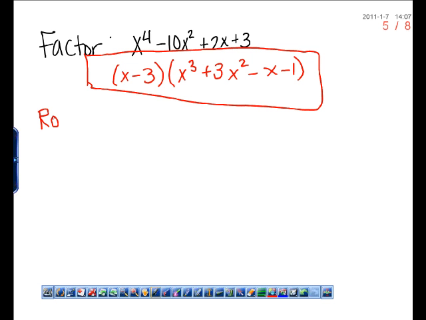So let's talk about the roots. What's the only root I know for sure? Well, x minus 3 is a factor. What's the only root I know for sure? 3. Yeah, our only root I know for sure is 3.